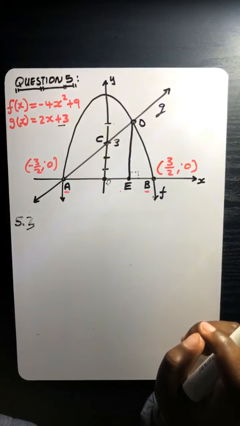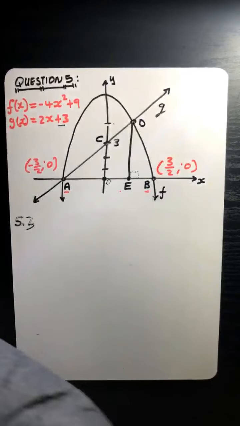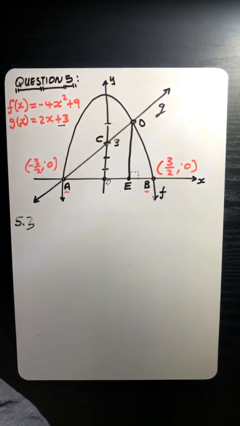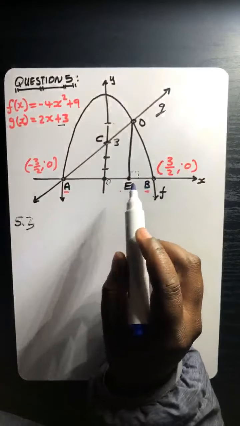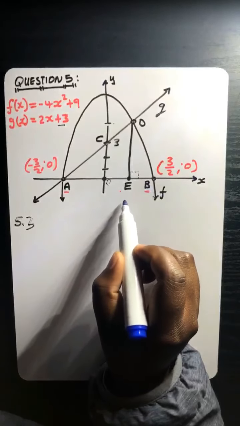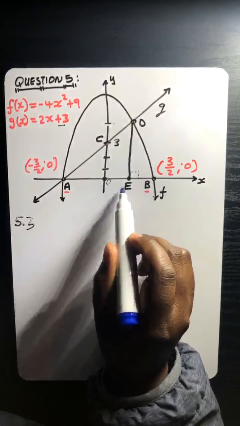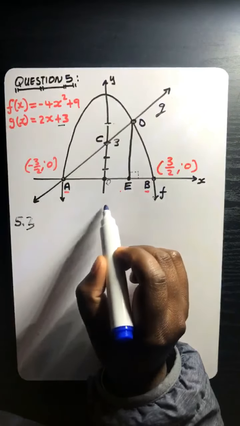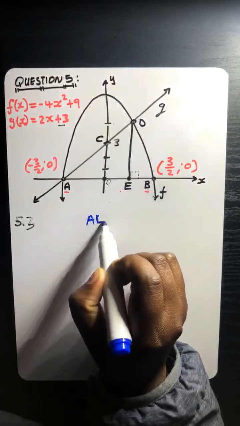It says calculate the length of DE if AE is equal to 2.5 units. They are saying calculate the length of DE if AE is equal to 2.5 units. What did you say there, Lerato? If AE is equal to 2.5 units. AE. Yes, AE.